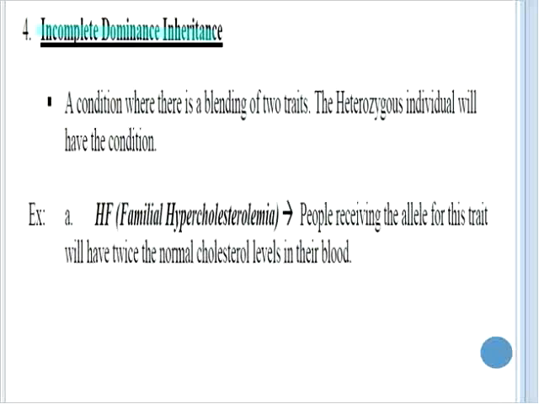Incomplete dominant inheritance is a condition where there's a blending of the two traits. The heterozygous condition results in a person being positive for the condition. One example is FH, or familial hypercholesterolemia. Here, people receiving this allele for this trait will have twice the normal cholesterol levels in their blood, and the corresponding issues that arise from that, heart disease being one.